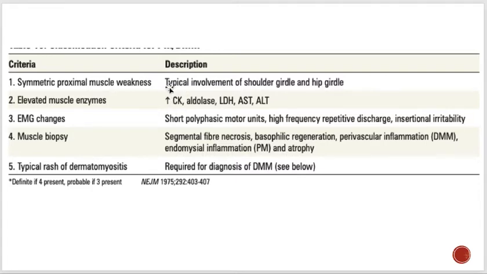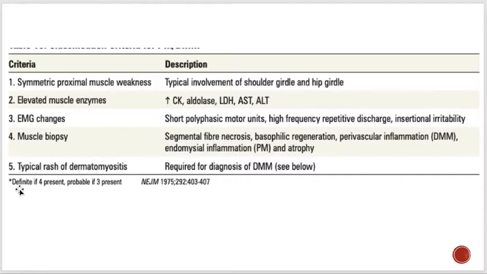A very important one is CK. Electromyographic changes include short polyphasic motor units and high frequency repetitive discharge. When they do a muscle biopsy, they find segmental fiber necrosis, basophilic regeneration, perivascular inflammation in DM, and endomysial inflammation in polymyositis. And in dermatomyositis, of course, there is skin involvement as well.